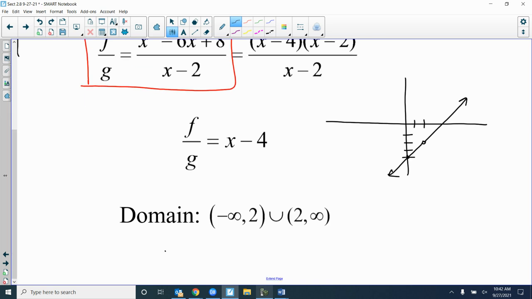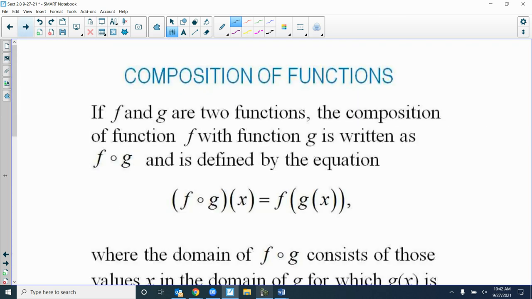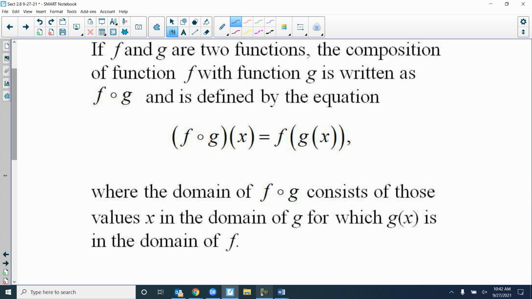All right, on the bottom there, you got a definition. Composition of functions. Dealing with two functions, the composition of f with g is written as f circle g. Do you remember seeing this from the past? All right, Matthew says yes. Here's a definition. It means you're taking f of g of x. You are plugging in the g of x function everywhere there's an x in the other function.